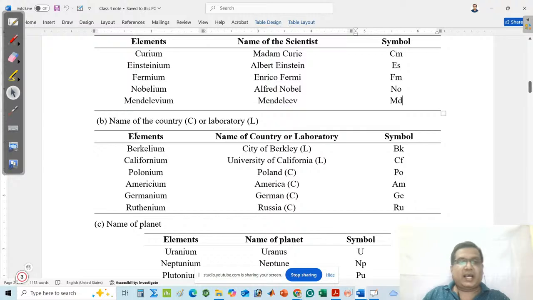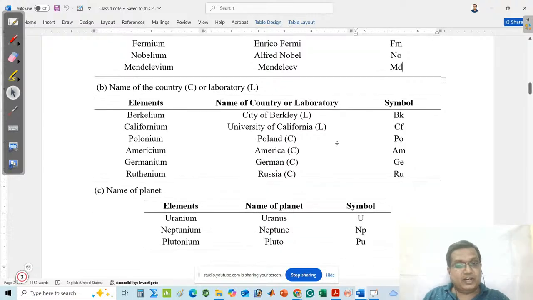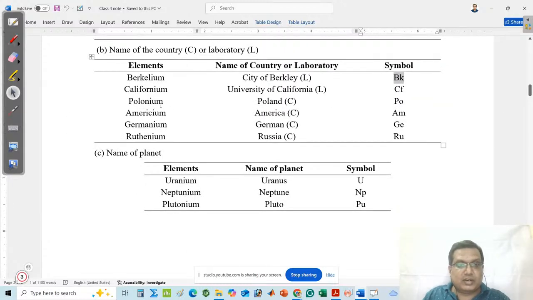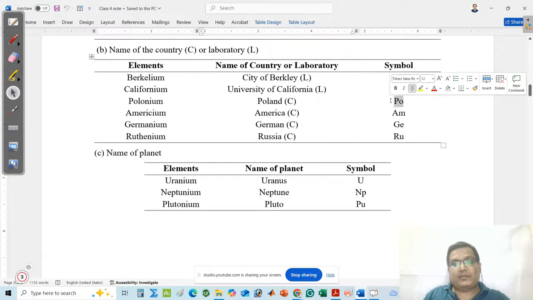Next, examples of elements whose symbol is derived from the name of a country or laboratory. Here, I used the symbol L for laboratory and C for country. For example, think about berkelium. It is named according to the laboratory, University of Berkeley. Bk is given as the symbol for berkelium. Similarly, californium, University of California, is the name of a laboratory, and the symbol is Cf. Think about polonium, Poland. It is the name of a country, and the symbol is Po.